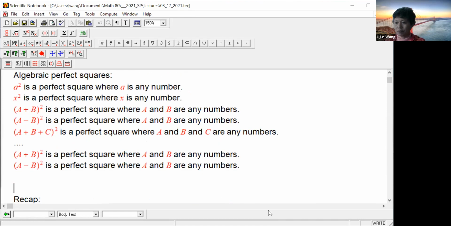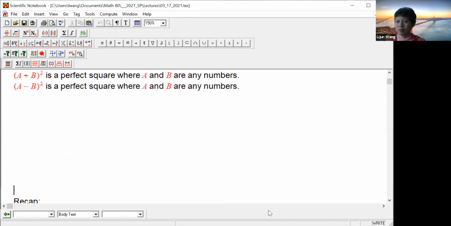Have you guys seen those before? Okay, this is a perfect square. That's a perfect square. These two are the typical perfect squares we are going to handle in this course.